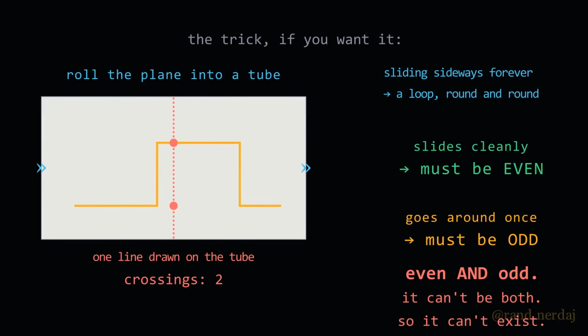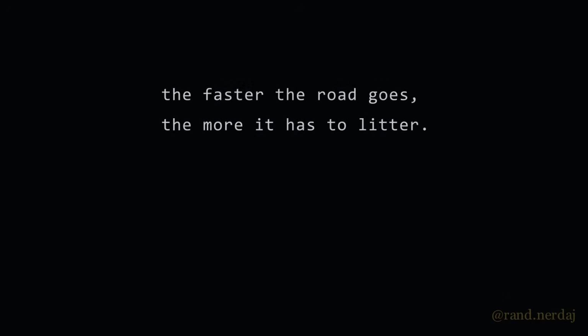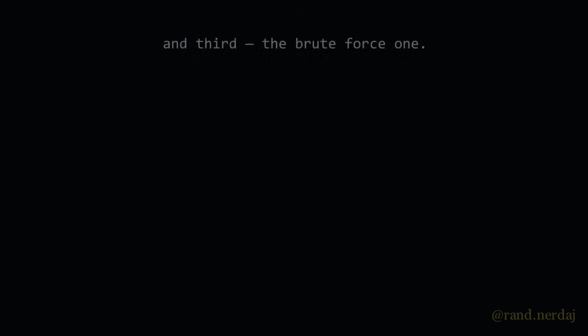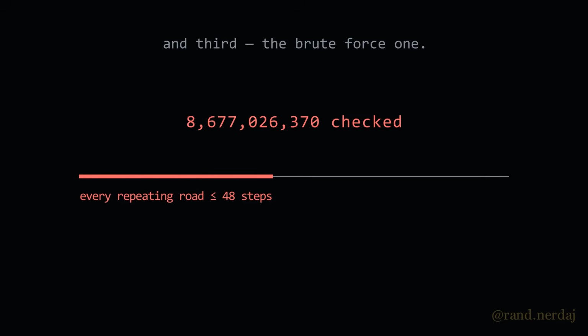So it can't exist. Another thing I was able to show is that the faster the road goes, the more it has to litter. There's an exact trade. The trail it drops is at least twice its speed. You don't get a road that's both fast and tidy. And third, the brute force one. I searched through every possible repeating road, up to 48 steps long. Billions of them. There are none. Zero. The road that Ant actually finds is 104 steps. So if there's some other secret highway hiding out there, it's at least 50 steps long.